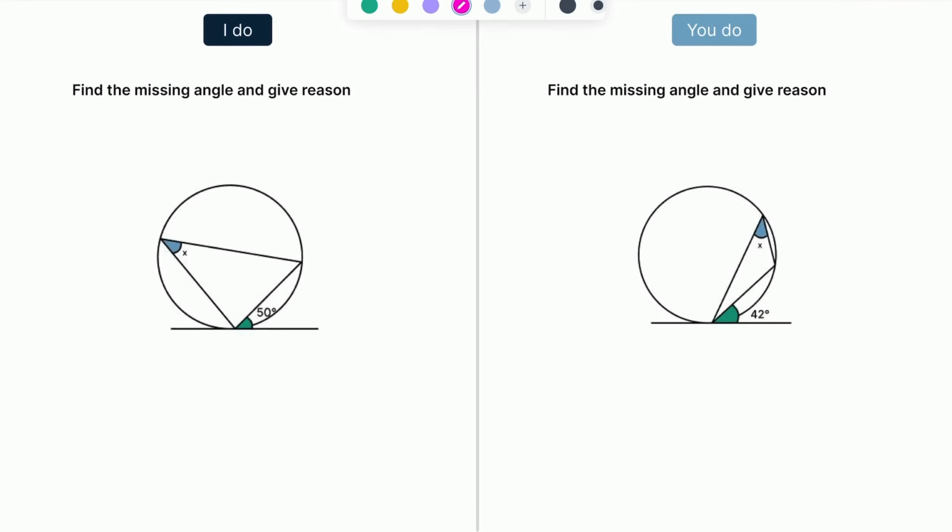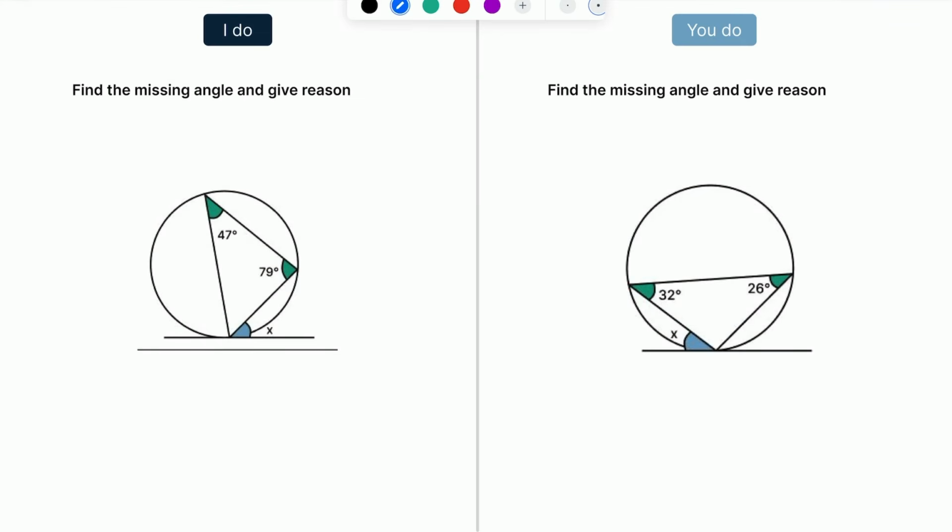So moving on. Here, x is equal to 50 degrees. And your reason, you can simply just state alternate segment theorem. Just those three words are good enough in the exam. Again, here, x is 42. And your reason, remember, is alternate segment theorem. Ignore this line at the bottom.